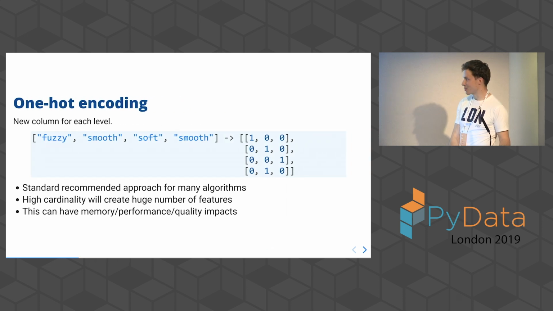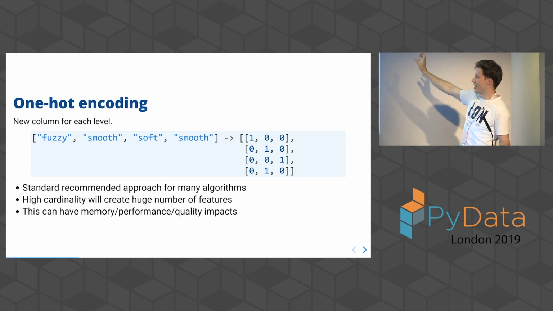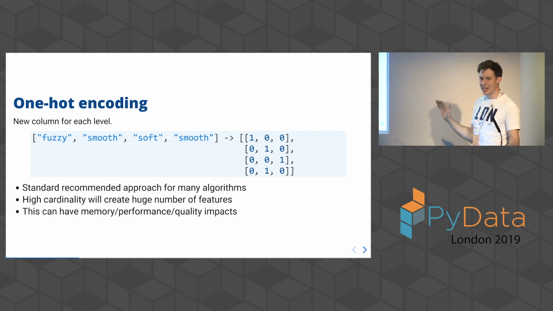One-hot encoding is perhaps the classic default thing to do with categorical variables. Same list of categories. We'll transform into something that has 3 columns, 1 row for each observation, and we have 1 column for fuzzy, 1 for smooth, 1 for soft, and it's 1 if the observation has that category, and it's 0 if it's not. And this is a one-hot encoder in scikit-learn. It's perhaps the standard thing to do for many algorithms, and the right thing to do for many algorithms.